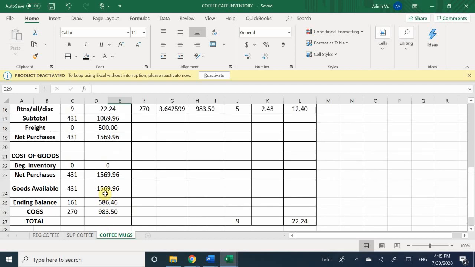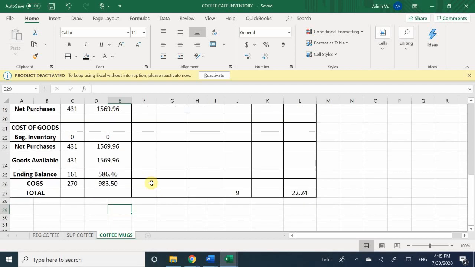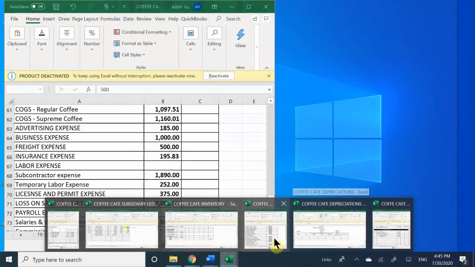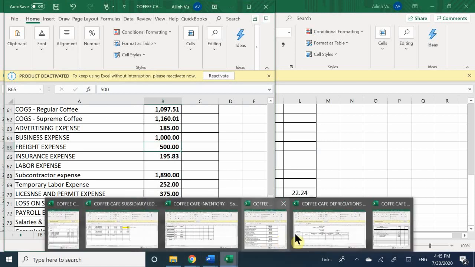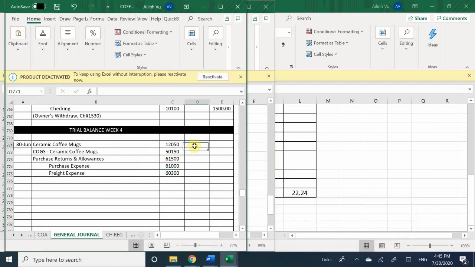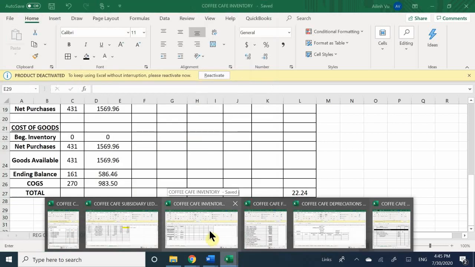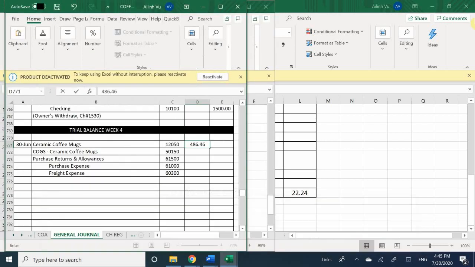Okay. So let's go ahead and do that. Our total cost of ending inventory, the one that we're going to be moving in, is 486.46. Was it 36 or 46? Yeah, 46. Good. Thank you. All right.